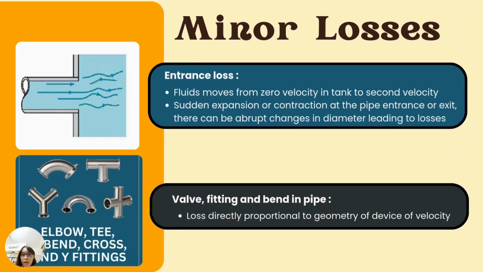Entrance loss has the same theory as axial loss too. Fluid moves from zero velocity in the tank to a second velocity. With sudden expansion or contraction at the pipe entrance or exit, there can be abrupt changes in diameter leading to losses. Besides that, there are fittings and bends in pipe such as elbow, T, U-bend, cross, and wide fitting. Losses are directly proportional to the geometry of the device and velocity.